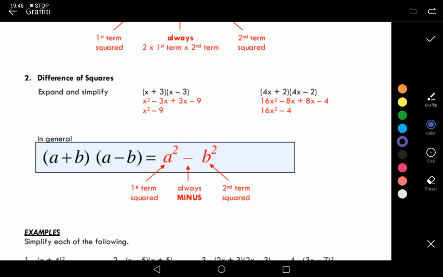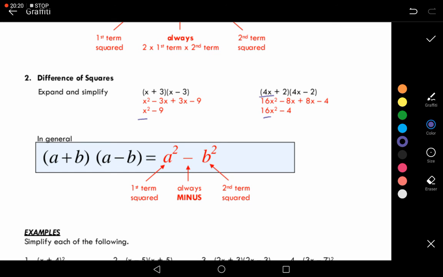Okay, but we've noticed something about these difference of squares. So generally, once you expand, you're always going to get the same thing. So your first value is always going to be your first term squared. Okay, so the first term in this first example was x. So my first term when I expanded is x squared. My first term on this one is 4x. If I square 4x, I end up with that 16x squared.